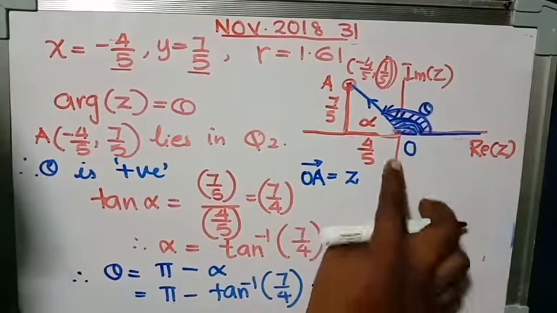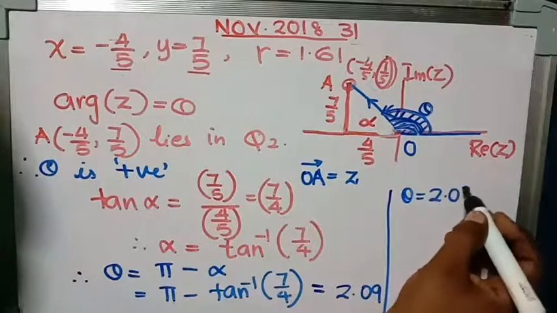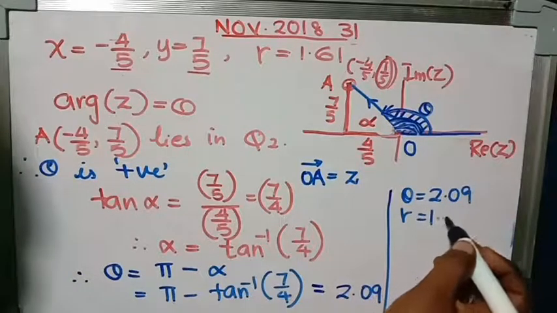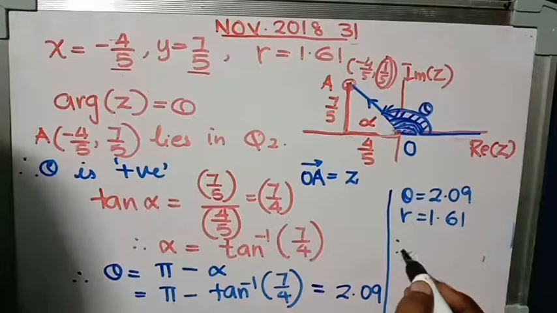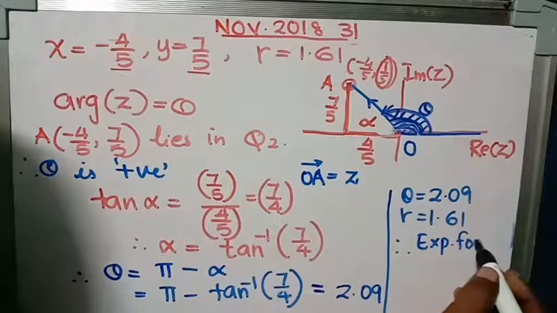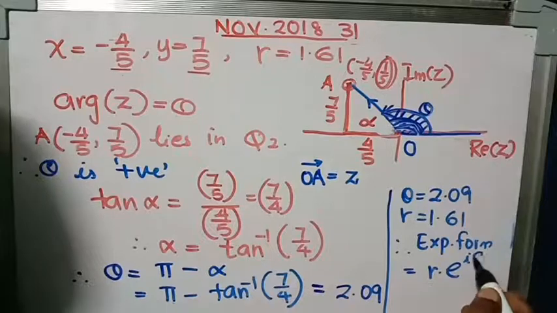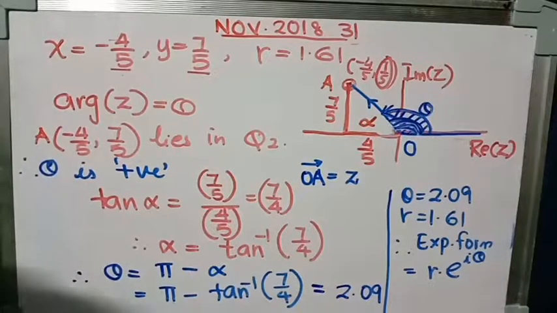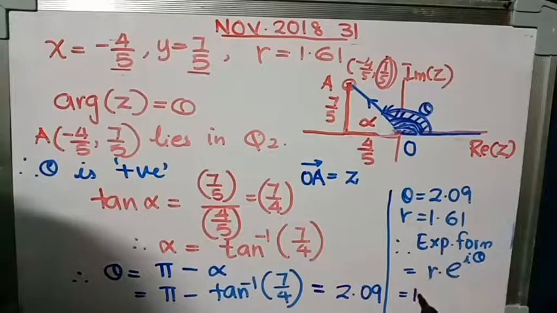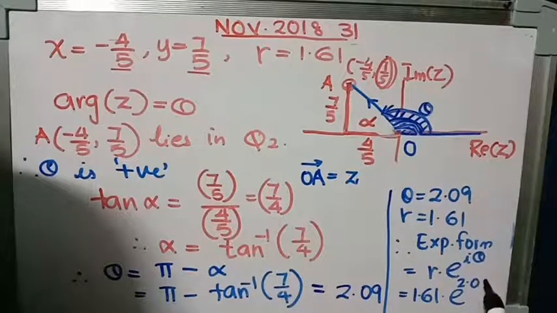So now we got theta as 2.09 and r is 1.61. Therefore the exponential form is r into e raised to i theta, which is equal to 1.61 into e raised to i theta. As theta is 2.09, we get 1.61 e raised to 2.09i as the result.